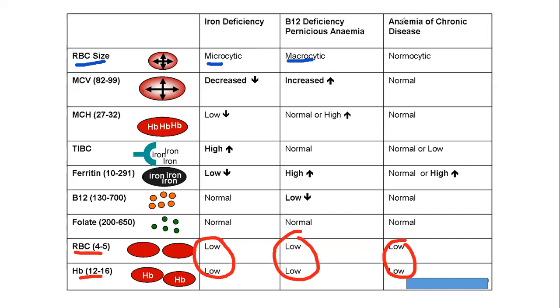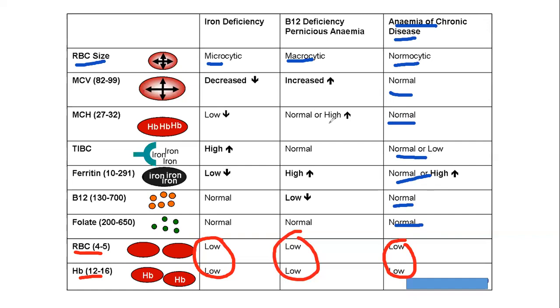The easy and good way to remember, in case of anemia of the chronic disease: normochromic, normocytic, MCV normal, MCH normal, iron binding capacity normal or low, ferritin is normal or high, B12 normal, and folate is normal. It's easy to remember.